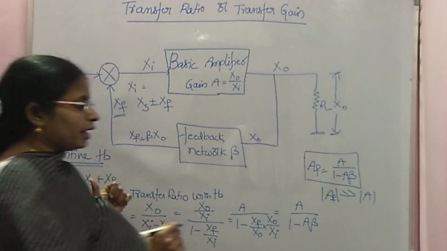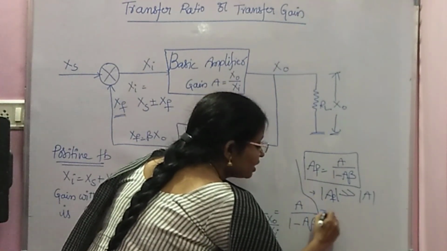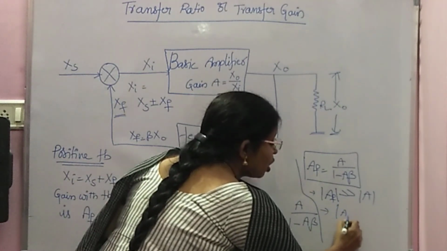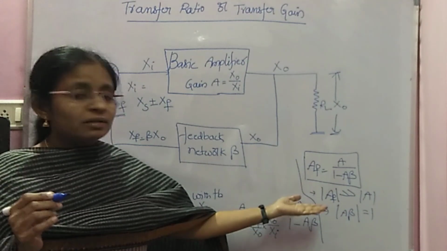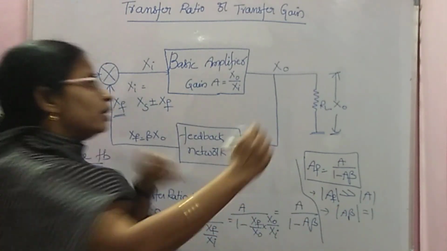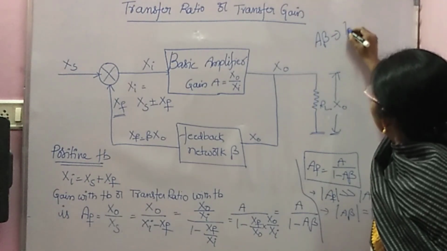Okay. Another point: suppose mod A beta is equal to 1. What is this A beta? A beta is called loop gain.